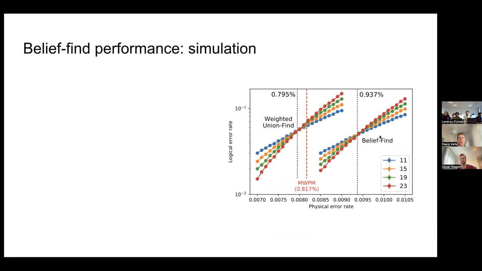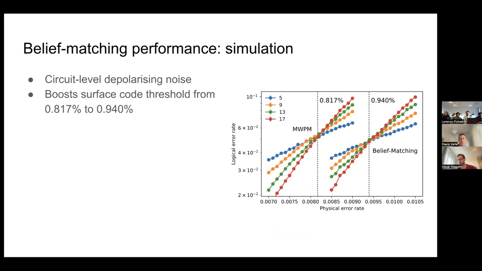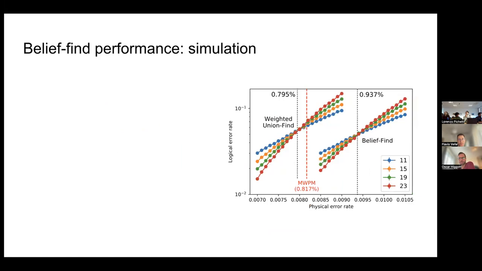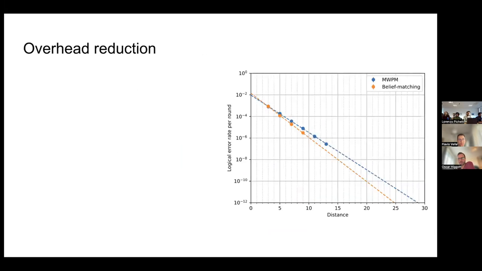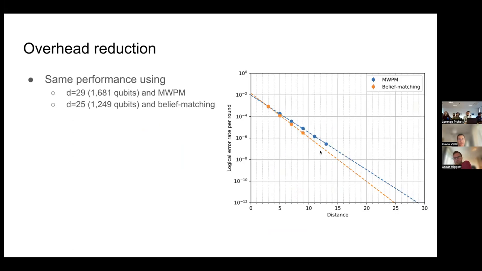And then the results are that the running time is asymptotically the same as matching, although it's not yet optimized. So it's a couple of orders of magnitude slower in practice at the moment, but this is one potential improvement to make. But the threshold is considerably higher than matching. It boosts it from 0.81% to 0.94%. And then below threshold, as I told you before, you can reduce the resource overhead.